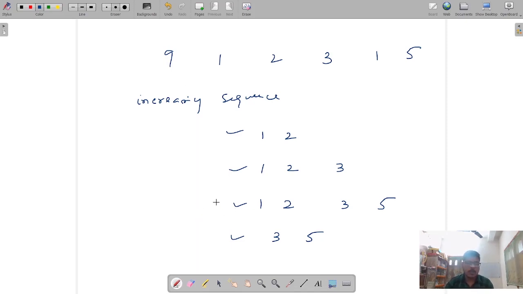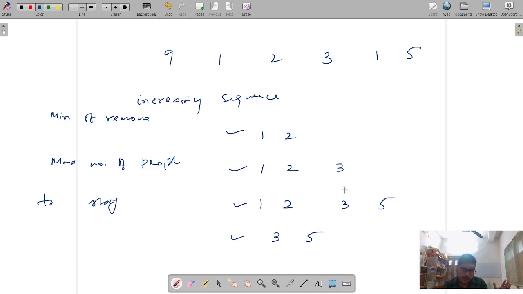Why? Because previously I said, the minimum number of moves, the minimum number of people to remove, is actually implying the maximum number of people to stay. Maximum number of people to stay, right? So we have to find an answer which is an increasing sequence and which has maximum length. Okay, so all these are answers. But as we have to find the minimum number of remove operations.